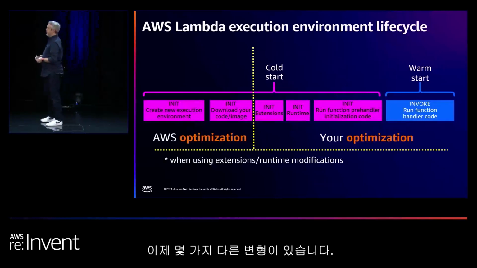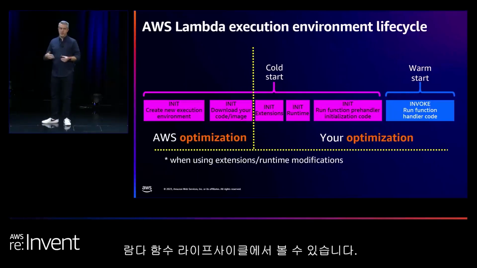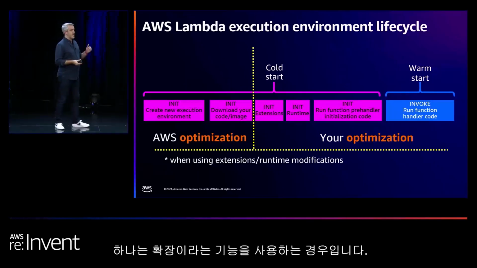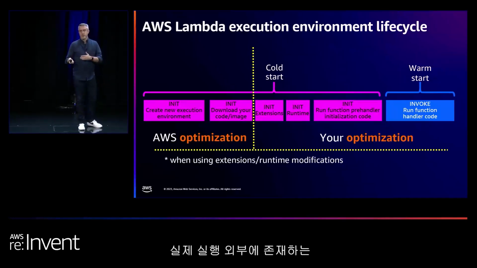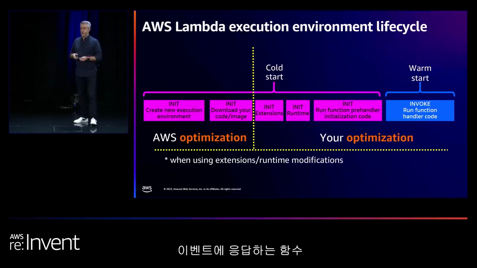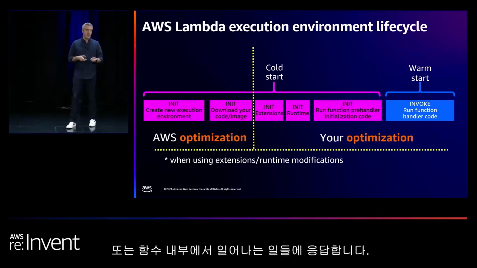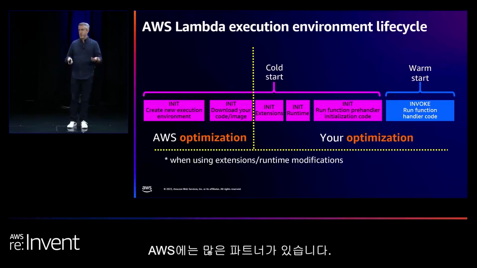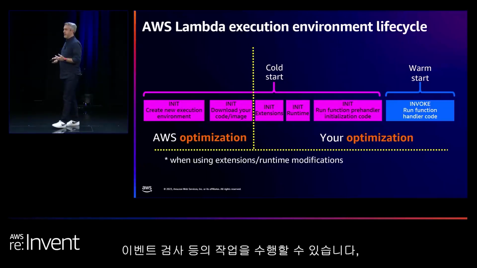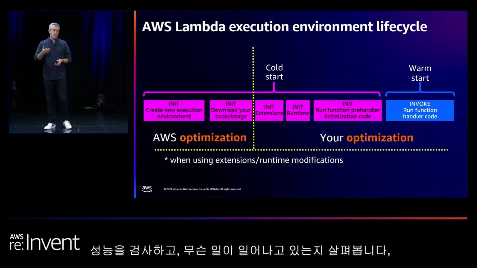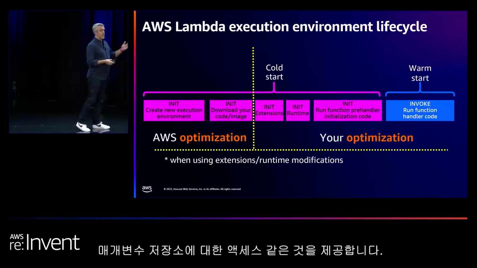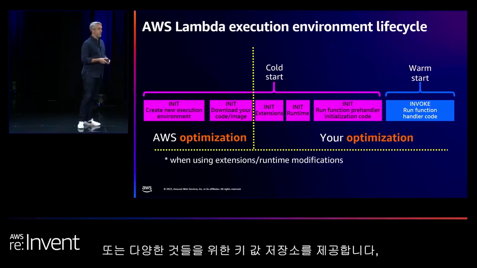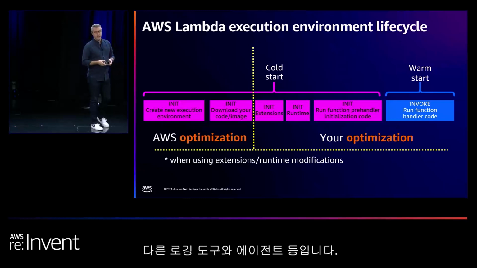Now, there are a couple other variations of the Lambda function lifecycle that we see. One is if you use a capability called extensions. Extensions give you the ability to plug in code that exists outside of the actual execution of your function and respond to events or things that are happening inside your function. We have many partners here at AWS that have released extensions that allow you to do things like inspect an event, inspect performance, look at what's happening on the wire over the network, provide access to parameter stores or key value stores for various things, different logging tools and agents, and so forth.